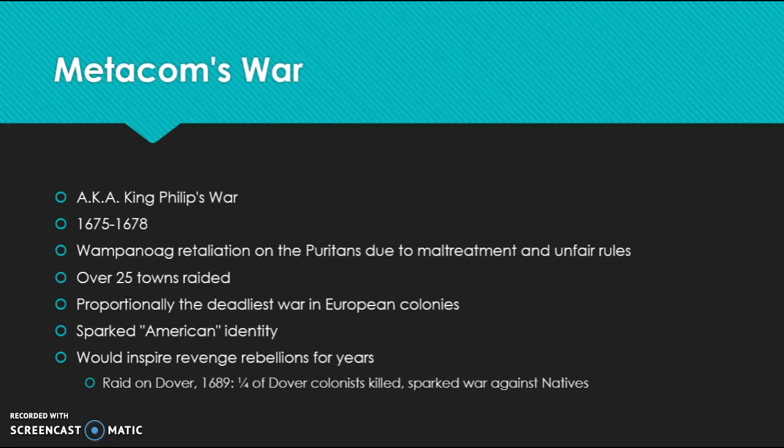And these different rebellions launched by the native population always spark further war against the native people. So the English continue with their retaliation strikes and using these rebellions as justification for going out and attacking.